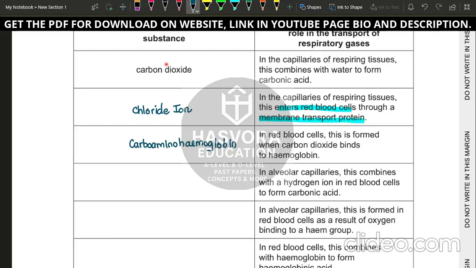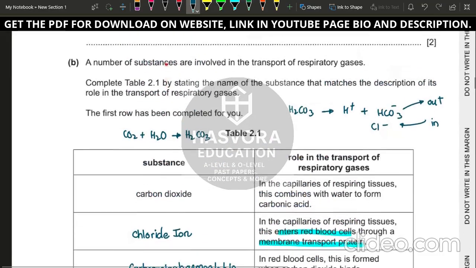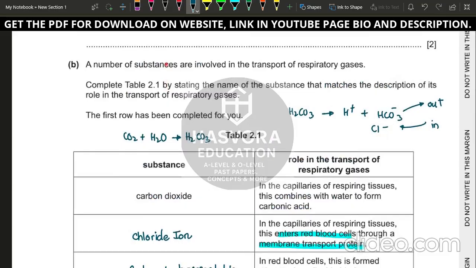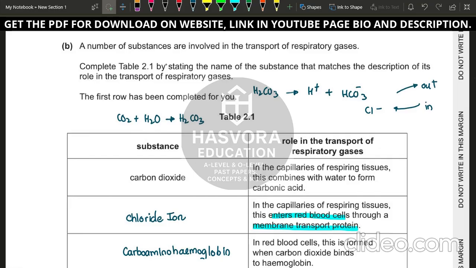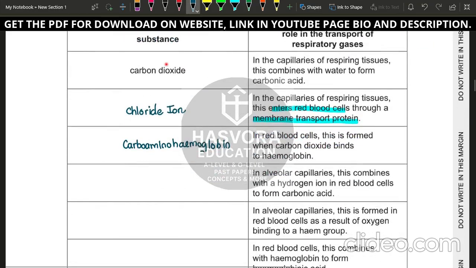Okay, then for the next one, in the alveolar capillaries, this combines with a hydrogen ion in the red blood cell to form the carbonic acid. Now I have already showed you the dissociation of the carbonic acid. So this forms the hydrogen ion plus the bicarbonate ion. Now what they are asking you is what combines with the hydrogen ion to form the carbonic acid. So it is your bicarbonate ion. Okay, you can write it as the carbonate ion or the bicarbonate ion. So this is your answer.